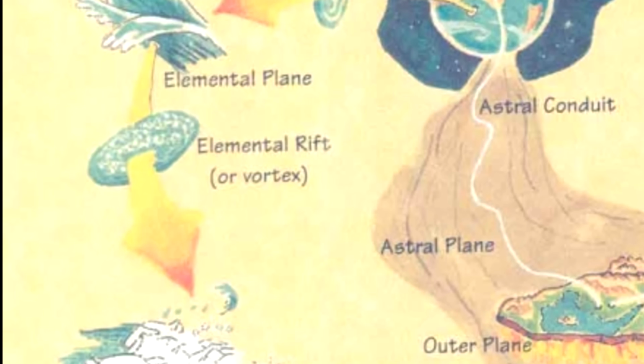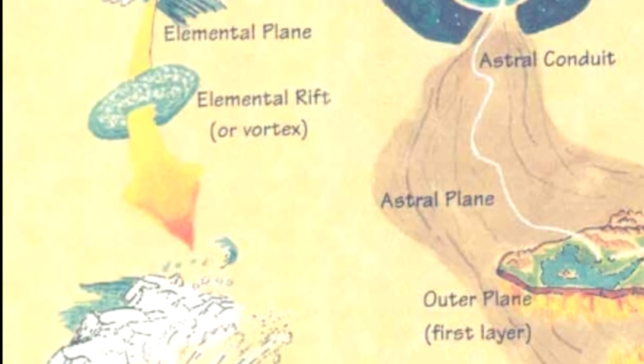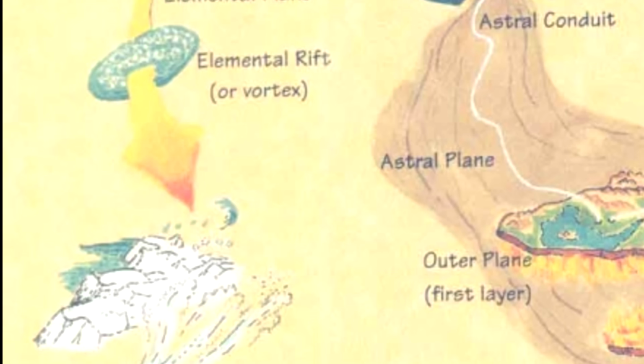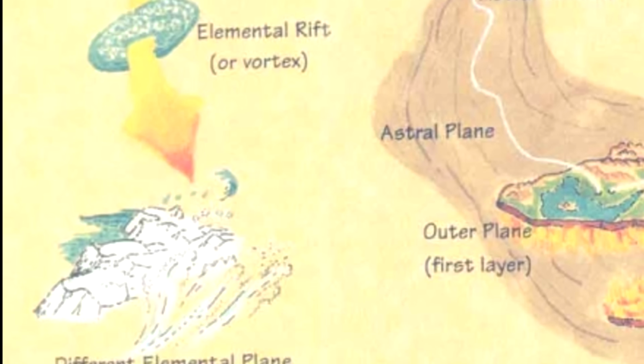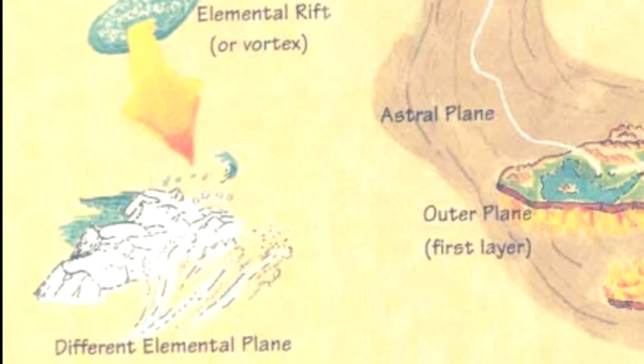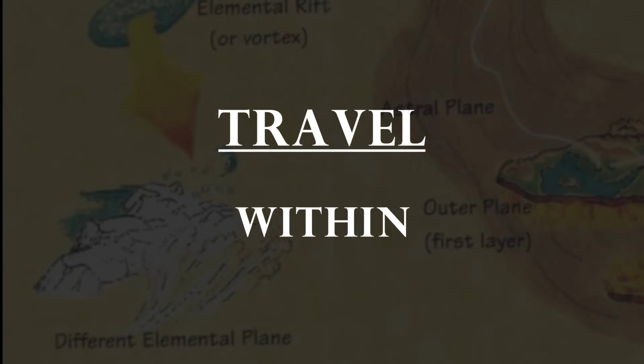Vortices to the paraplane of ice are rare and can be found within glacial or Arctic regions, usually at the heart of a particularly powerful blizzard or deep beneath frigid seas. Okay, now that we know how to get here, how do you travel within the plane?